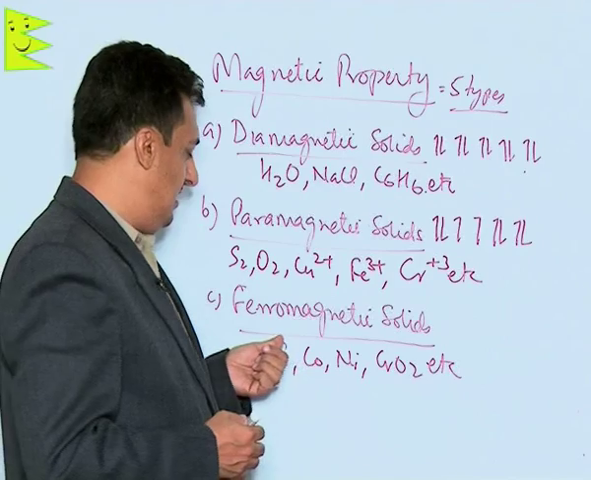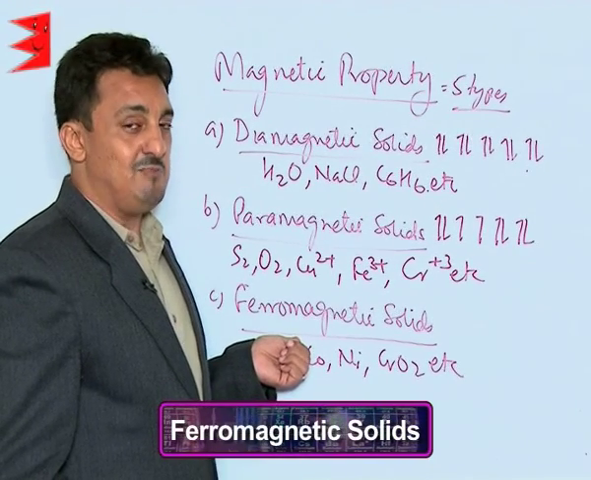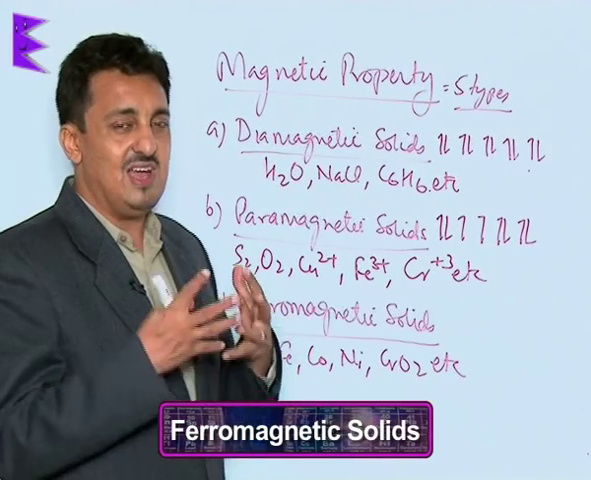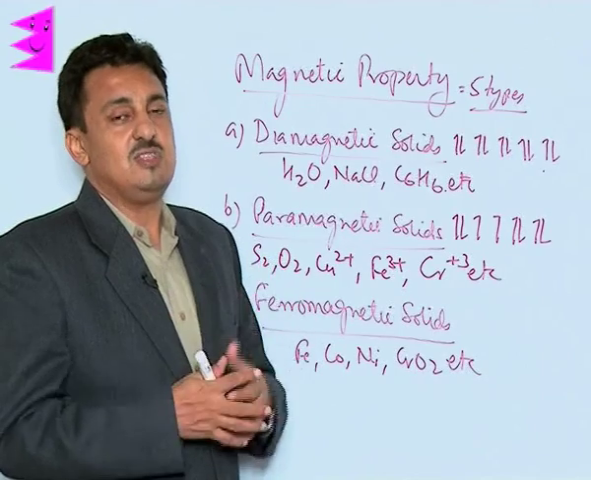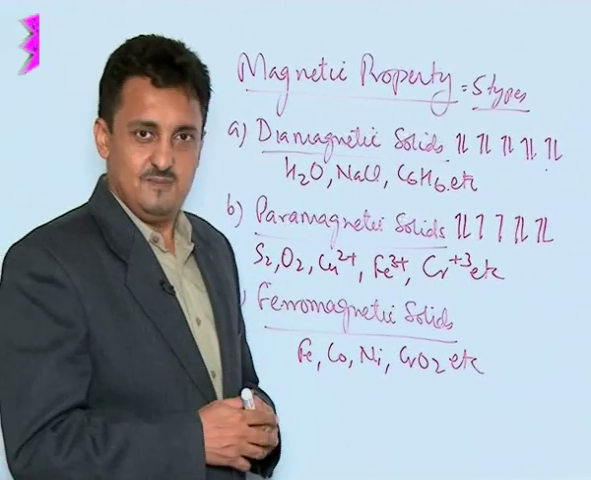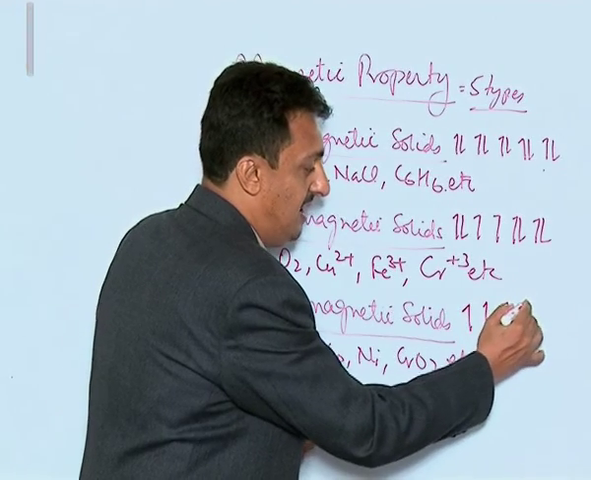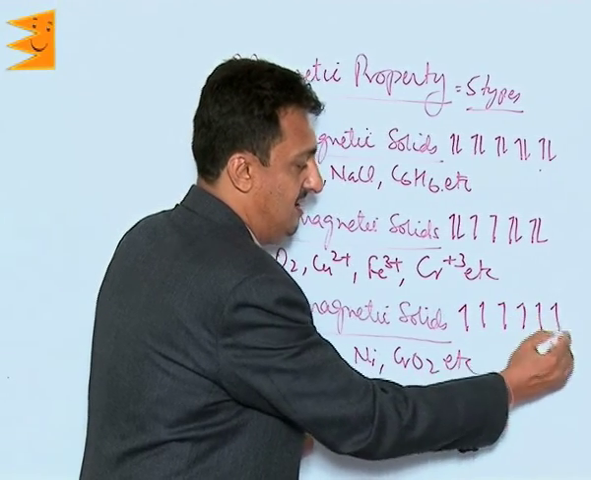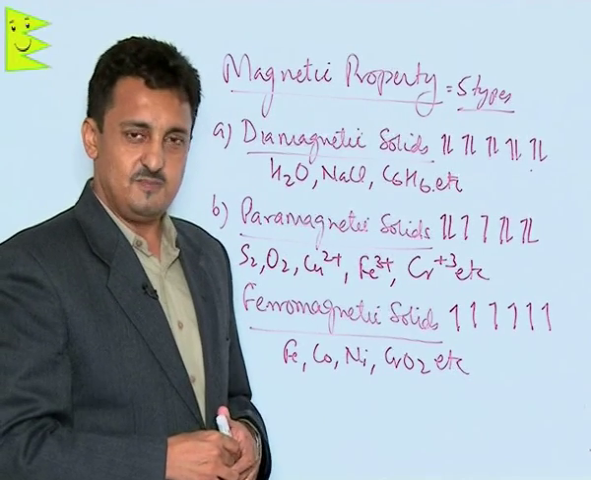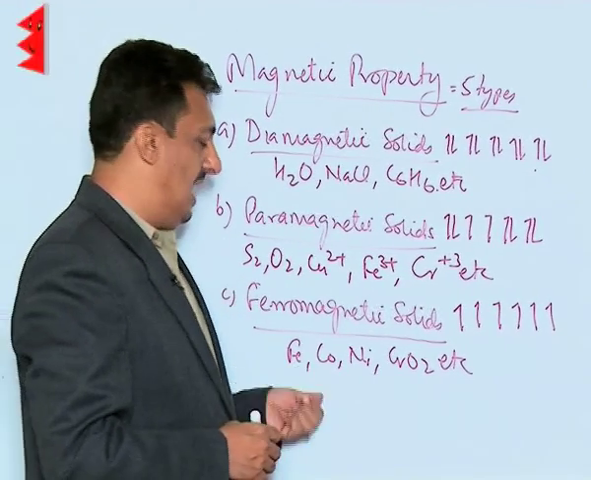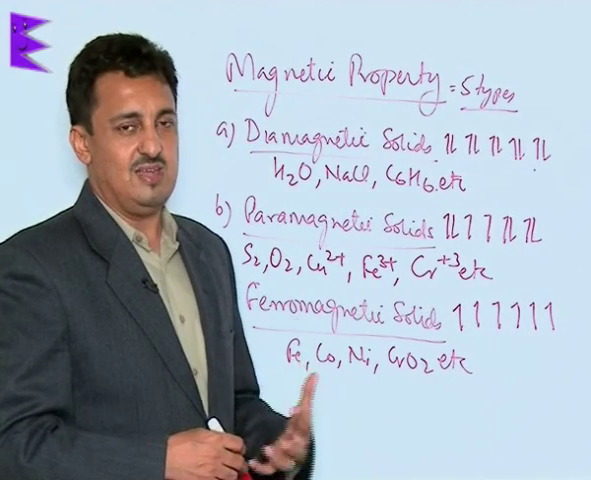Third category includes ferromagnetic solids. They are the solids which when placed in external magnetic field get strongly attracted, and even they can retain this magnetism even after the removal of the external magnetic field. Because they have many unpaired electrons which get aligned all in one direction under the influence of the external magnetic field. The examples include iron, cobalt, nickel, CrO2 etc., which are ferromagnetic solids.